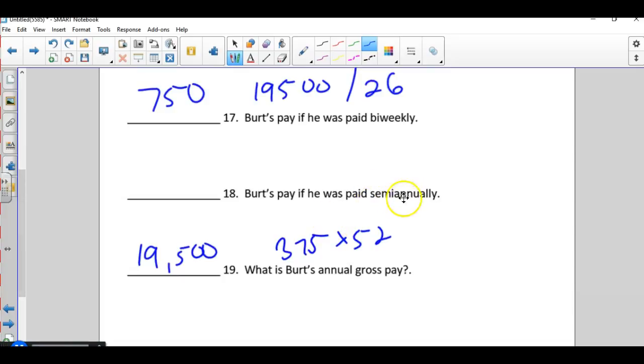And if he's paid semi-annually, it means twice a year. $19,500 divided by 2 will give me $9,750. Again, start with the annual. Whatever amount you start with, find the annual first.